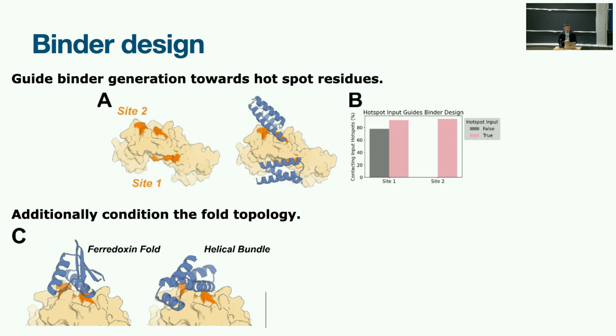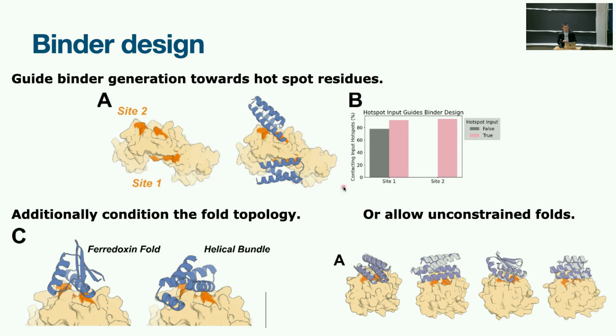But also, you could condition on the fold topology, so what kind of protein you want to generate. You can tell it both bind here, but also this is the kind of fold you want it to be, or the topology. You can also tell the model to hallucinate and come up with its own type of protein that will bind at that location.